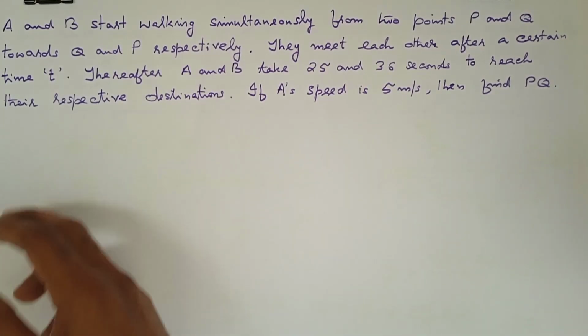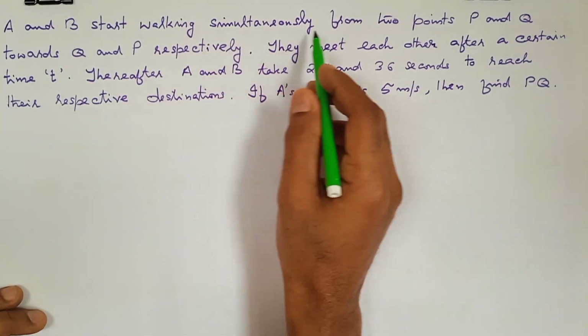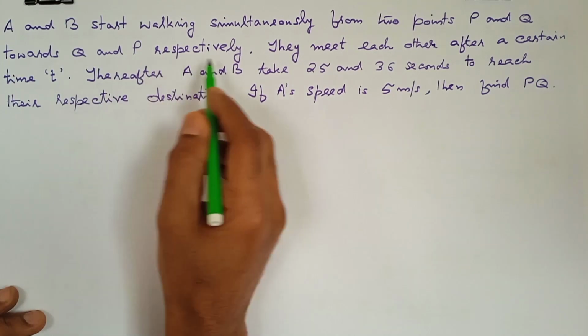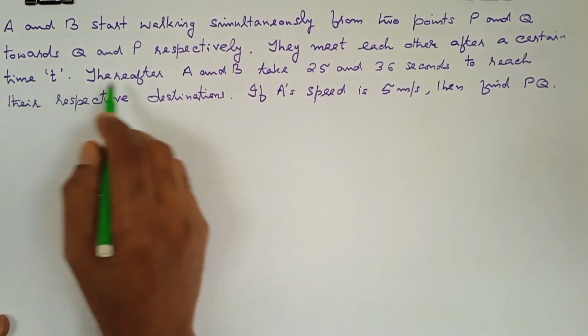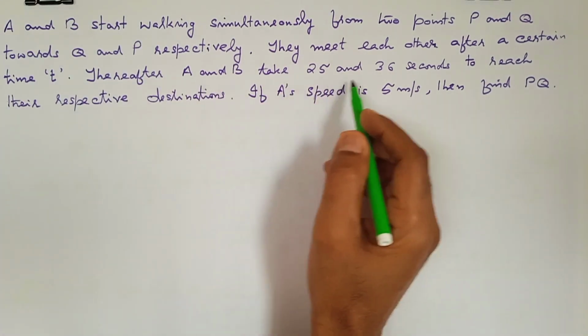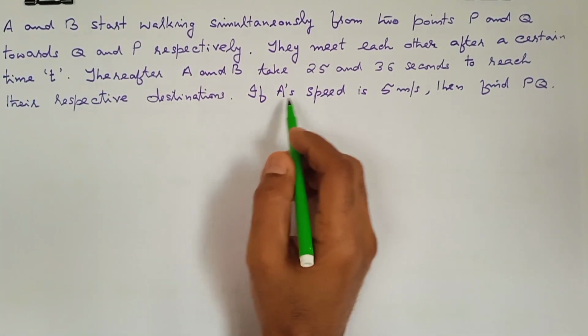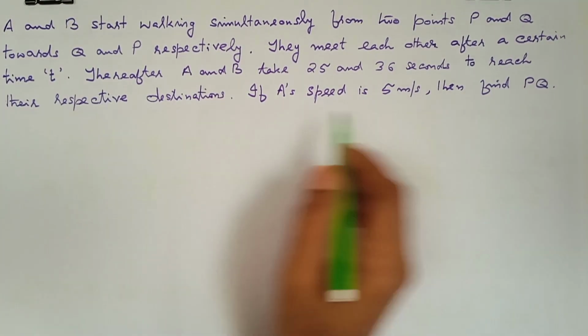Let's do one more problem from relative speed. A and B start walking simultaneously from 2 points P and Q towards Q and P respectively. They meet each other after a certain time t. Thereafter, A and B take 25 and 36 seconds to reach their respective destinations. If A's speed is 5 meters per second, then find PQ.